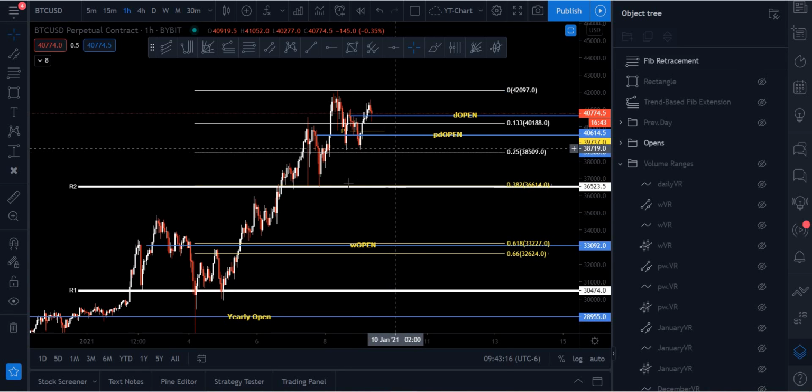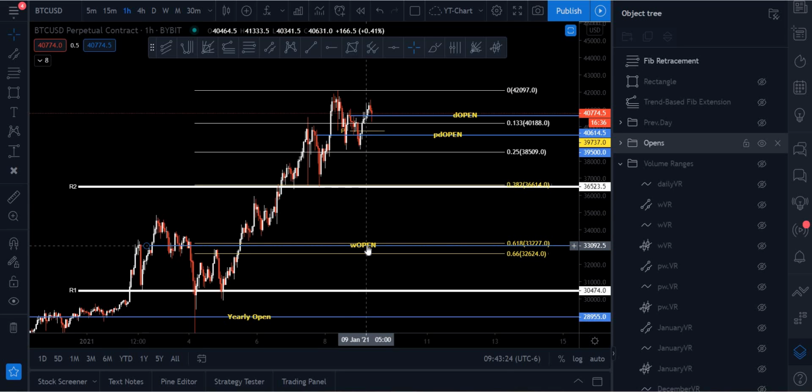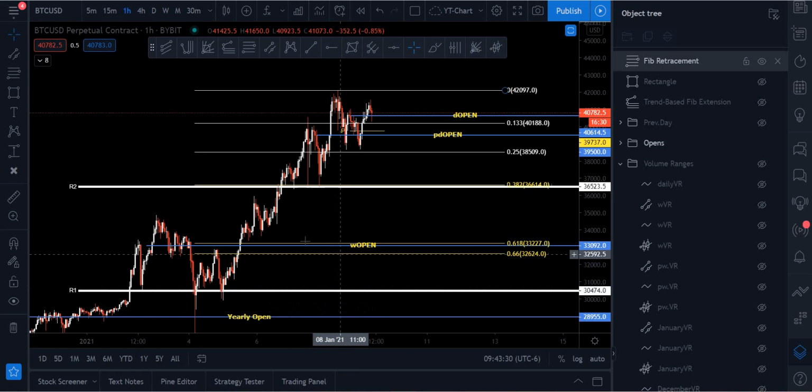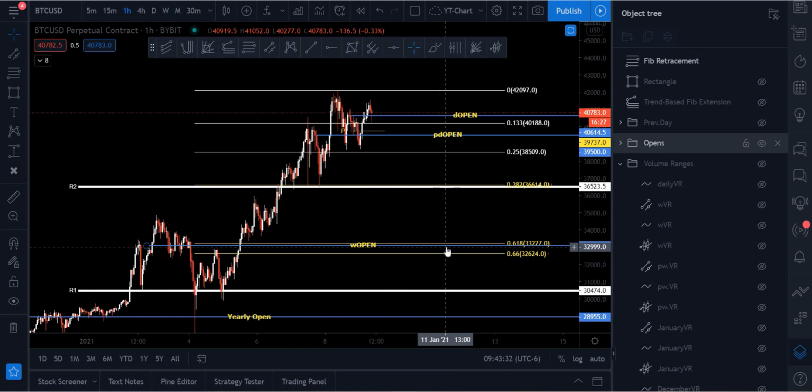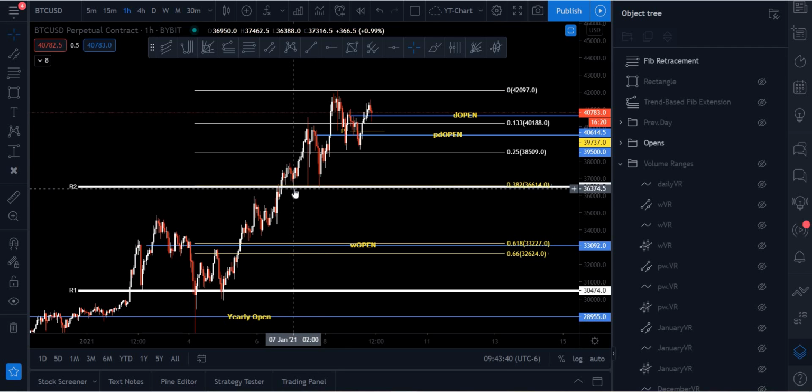If 38.5 did not hold, the yearly R2 right here is also at the 382 at 36,500, give or take, 36.6. And then from there, you have your weekly open coming in at the 618 golden pocket. Now, you do have support here at 30,500, but I would be looking to this area right here as it's the golden pocket and weekly open. Traders will be looking to defend those positions. But you can also see this here, and I discussed this in the group a couple days ago. I said, look, right when this started happening, I said, well, look at this.